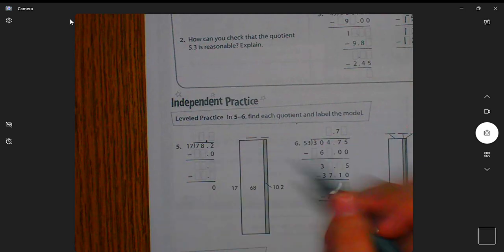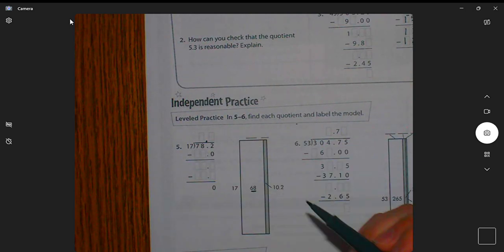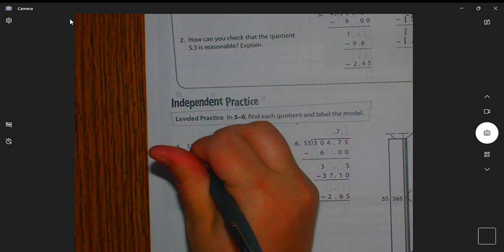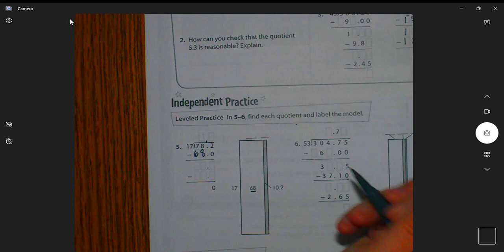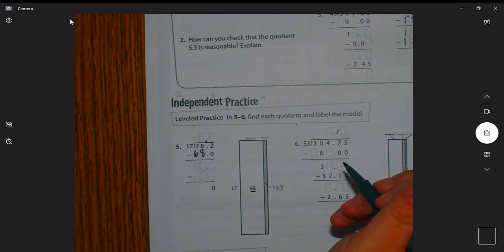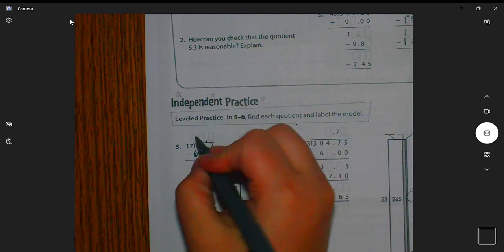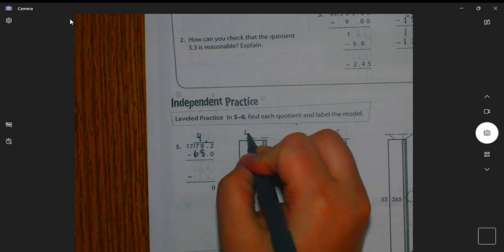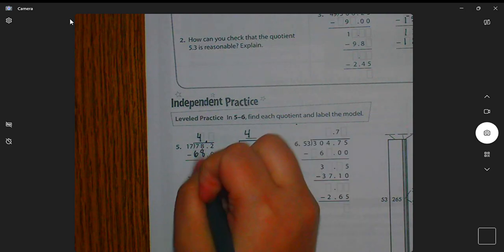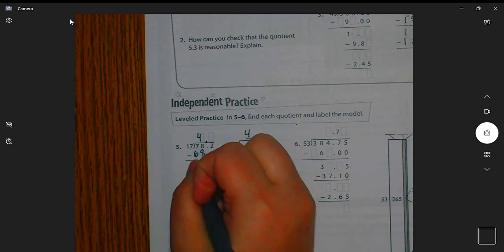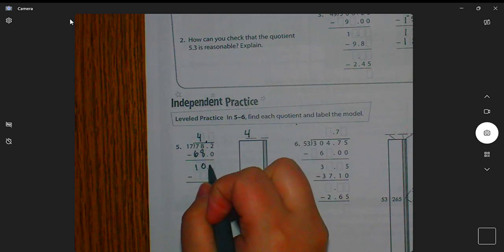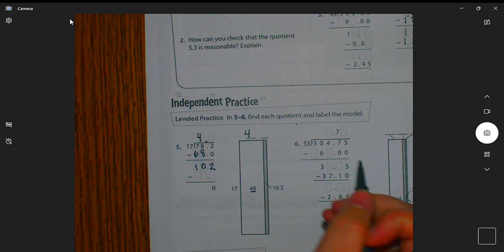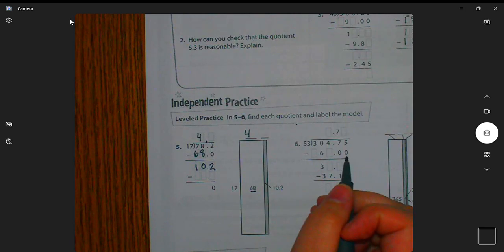I see that it's telling me I'm going to end up with 68 in my area model. So I know that is the goal I'm working for. So I'm going to say 17 times 4 because I know 7 times 4 is 28. And I would be correct. So 8 minus 8 is 0, 7 minus 6 is 1, and now I have to bring down my 2. How close can I get 17 to 102?